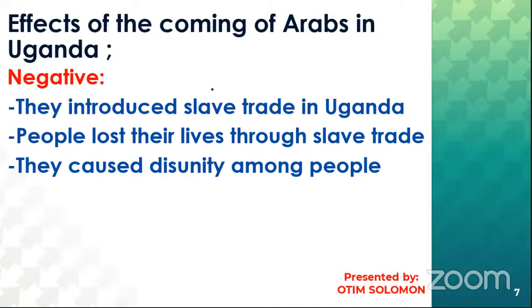Tribes raided from other tribes. You will find the Banyoro raiding from the Baganda, the Baganda raiding from the Banyoro. So that brought disunity among the people. The Africans, the Ugandans who were very, very peaceful, living together and sharing, now they have become enemies. The Banyoro cannot go and visit the Baganda because they think they will be sold as slaves.